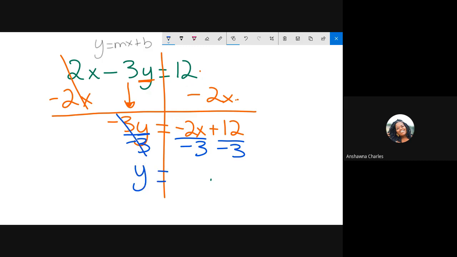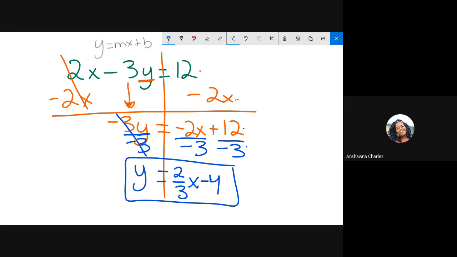A negative over negative is positive, so positive 2 over 3 x, don't drop your x, and then 12 divided by negative 3 is negative 4. So then that'd be my answer because the y is by itself. Remember, my whole point is to get the y by itself. You can pause it if you need to look at this example longer, or rewind if you need to look at it again. I'm going to give you two more different types of examples.